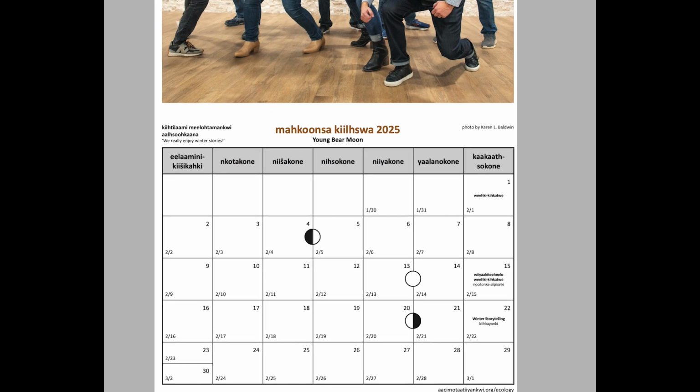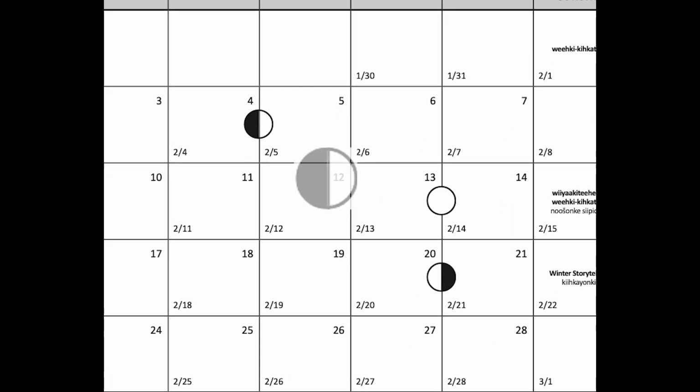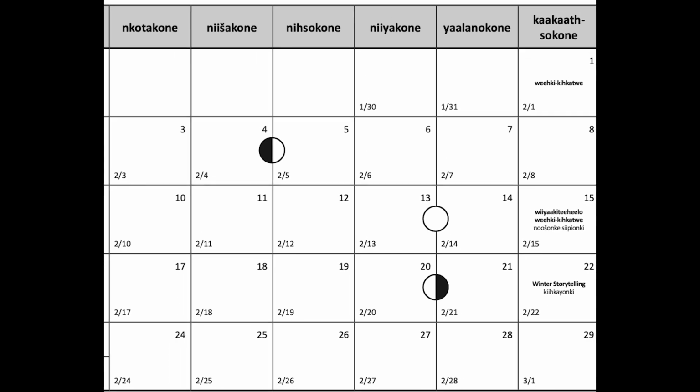Spread across the table, we have three representations of moon phases: Myaamia Kiilhswa, first quarter moon; Wawiyisita Kiilhswa, full moon; and Myaamia Kiilhswa, third quarter moon. Each phase is placed to correspond to the time of when the moon rises.